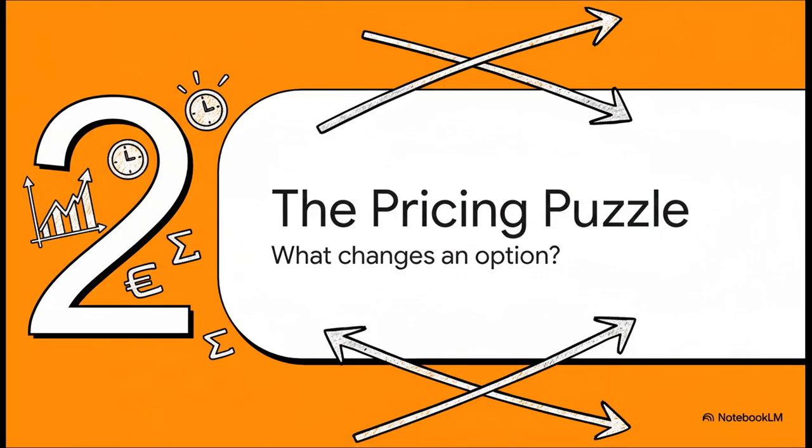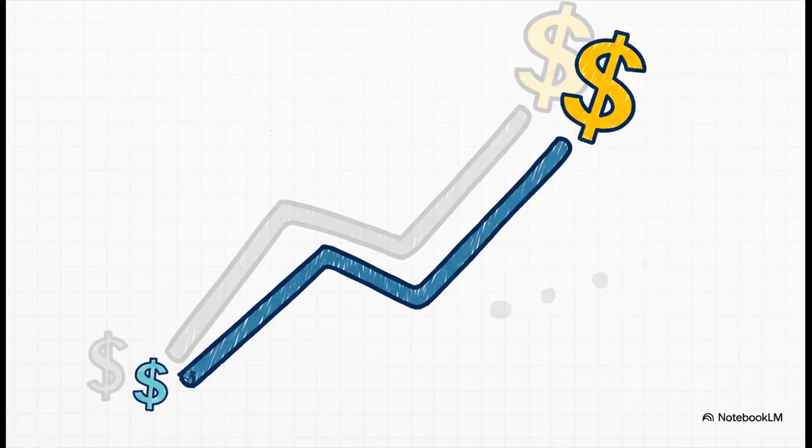Okay, great. We know what an option is. But what makes its price go up or down? It's not as simple as you might think, which brings us to what I call the pricing puzzle. Now, the first thing everyone thinks of, and for good reason, is the stock's price, right? If you have the option to buy a stock at $100 and that stock suddenly shoots up to 120, your option is obviously worth more. That makes perfect sense. But that's only one piece of the puzzle.